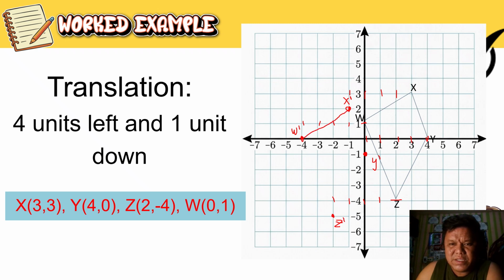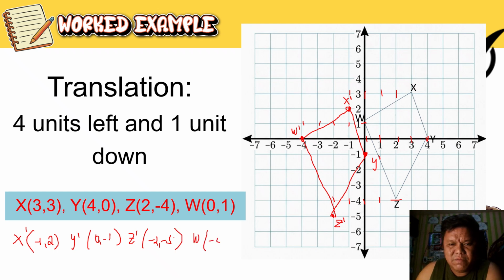Okay, so then connect na that. I-connect natin yan. So, this is now our image of W, X, Y, and Z. After that, identify the coordinate points or the ordered pairs of each. I'll start with X. The image of X now is (-1, 2). The image of Y is (0, -1). Z is (-2, -5). And W is (-4, 0).